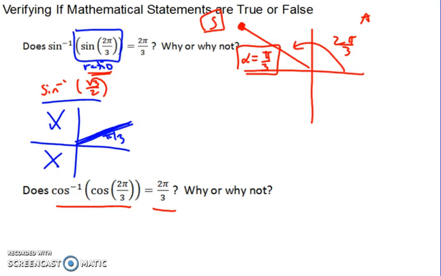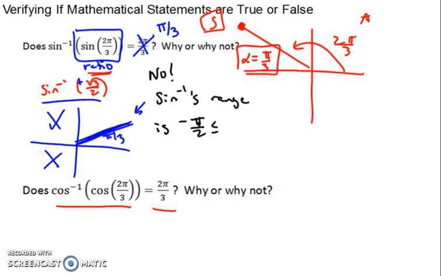Remember that it only goes from negative pi over 2 to positive pi over 2, only limiting us into quadrants 1 and 4. So thus, since it's a positive root 3 over 2, that must mean that we're drawing it here in the first quadrant. Thus, this is equal to not 2 pi over 3, but pi over 3. So how do I write this as a sentence? So, no, it is not. That's because the arcsine's range is between negative pi over 2 and pi over 2. And 2 pi over 3 is larger than that.